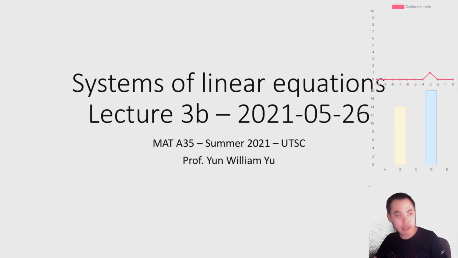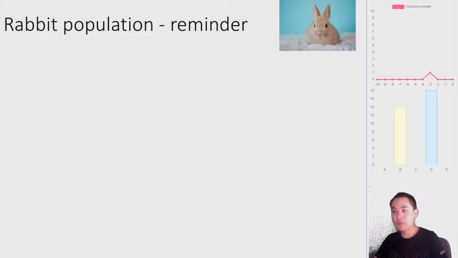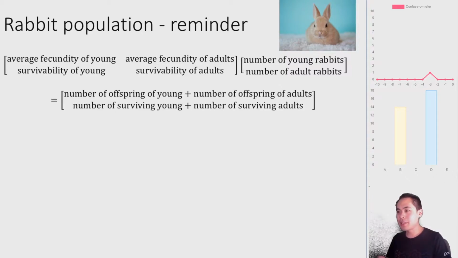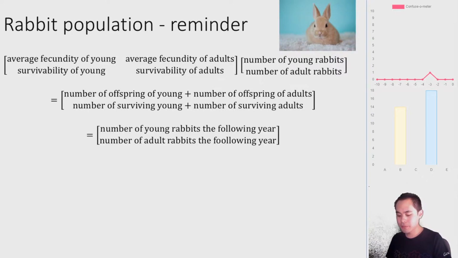So let's go ahead and get started, and we'll get started by reminding you of the rabbit population question, which we just ended with. So we had a Leslie matrix times a population vector, and that gives you the population vector for the next year. But now, suppose that our problem is slightly different. So this lets you evolve the system forward.